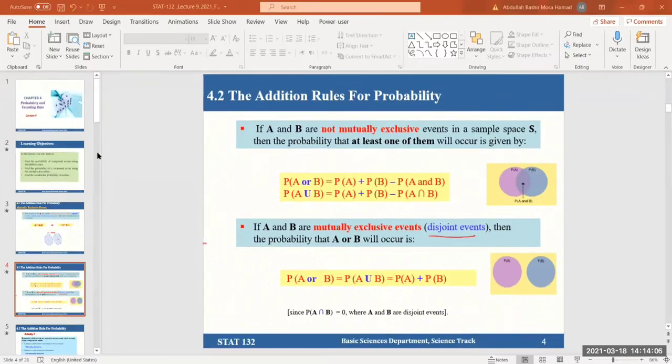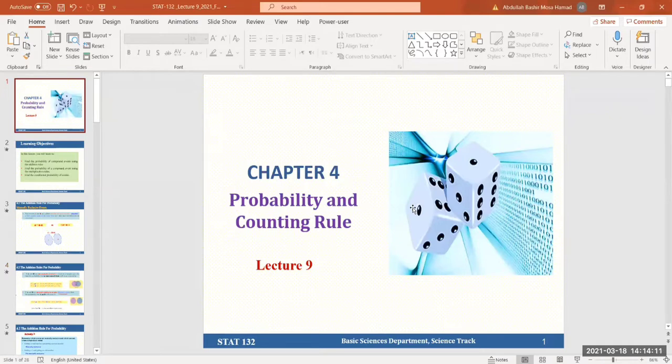Okay. Today we are going to discuss lecture 9. Lecture 9 is the second lecture in chapter 4. We finished lecture 8. Lecture 8 was about probability experiment, about sample space, how to find sample space. After sample space, we discussed outcome. Then we discussed event.